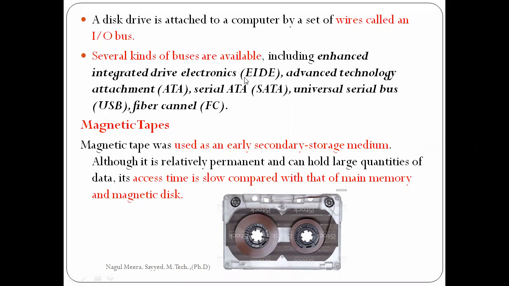Next one is FC. In old computers we used one kind of IO bus, that is EIDE, enhanced integrated drive electronics. This was the old technology, and it was somewhat slow. After some years a new technology was developed, ATA, advanced technology attachment. Then after some more years, more advanced technology was developed.